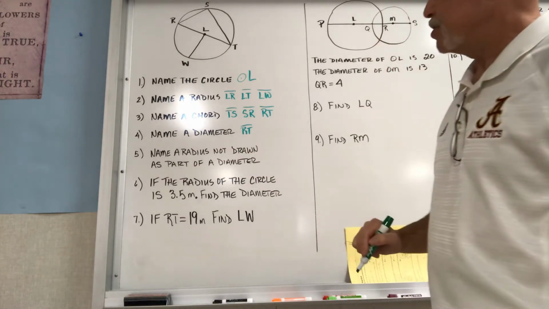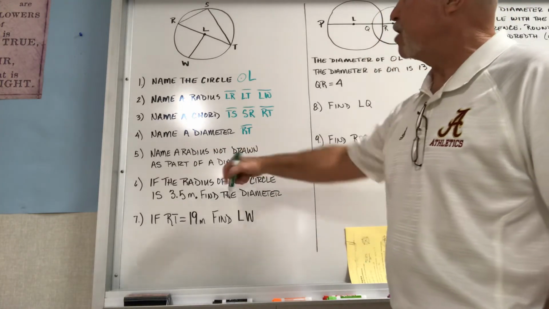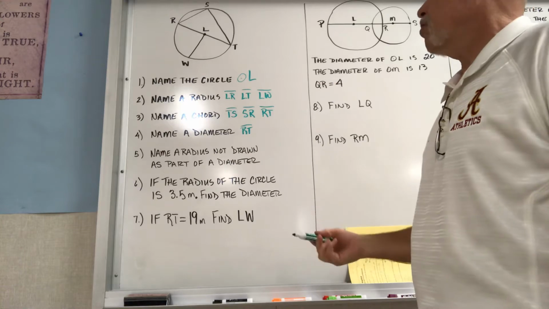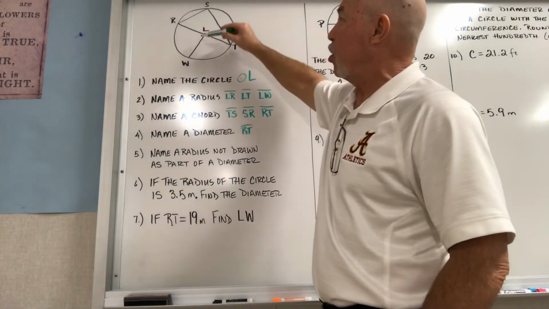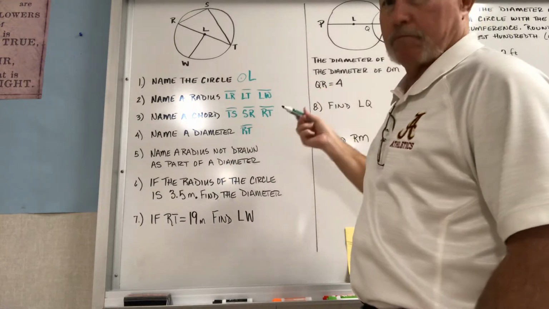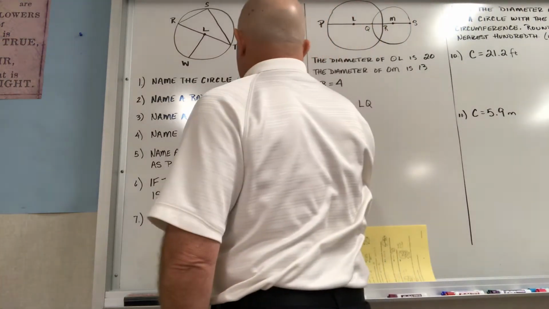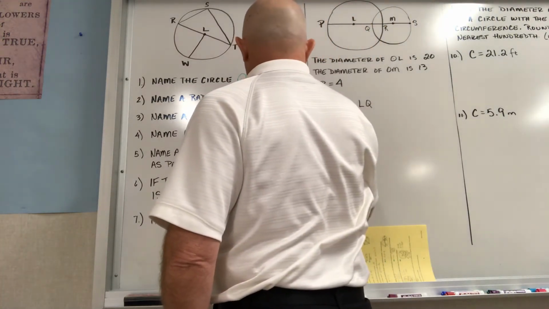Name a radius not drawn as part of the diameter. Okay. So as the diameter, we've got LT and LR. That means this one, we've already named it. We just name it again.